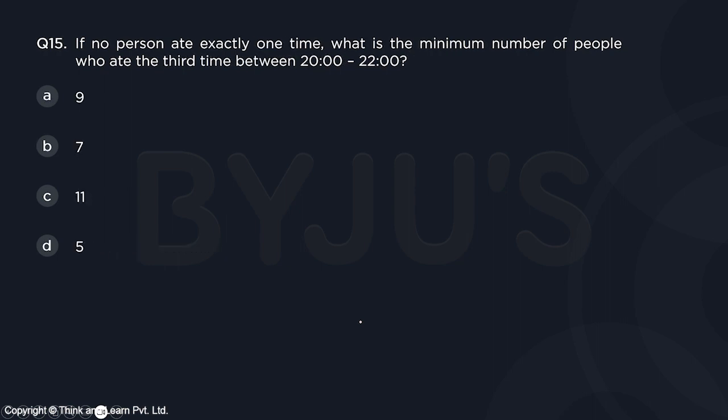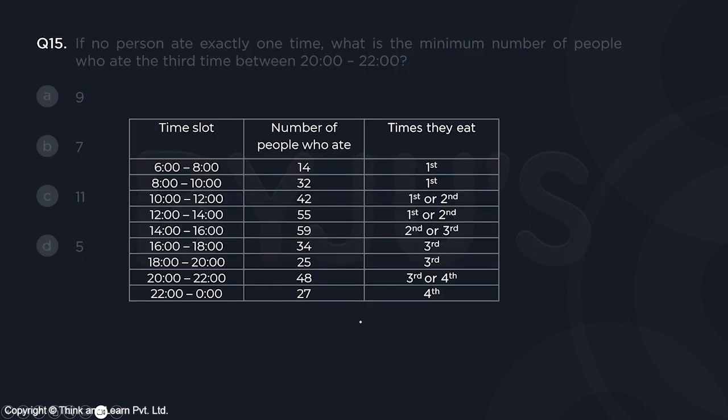And this question says, if no person ate exactly 1 time, what is the minimum number of people who ate the third time between 20 and 22? He says no person ate exactly 1 time. That means every person who ate first also ate second. What is the minimum number of people who ate the third time between 20 and 22? I want to minimize the people eating for the third time here.